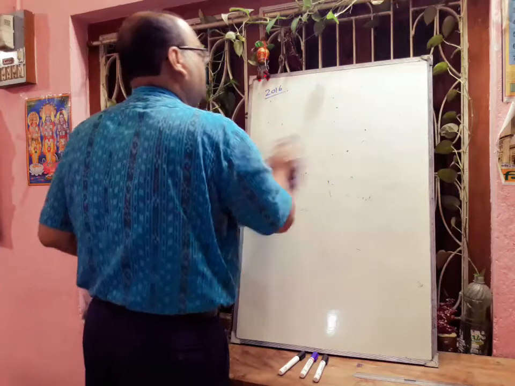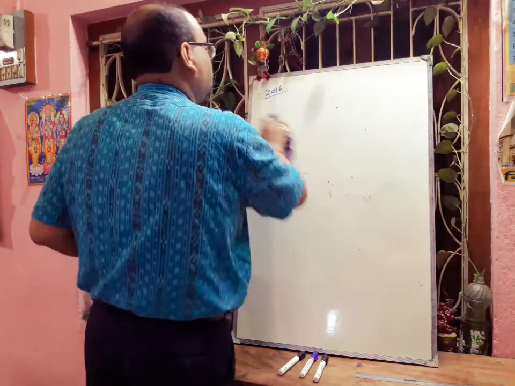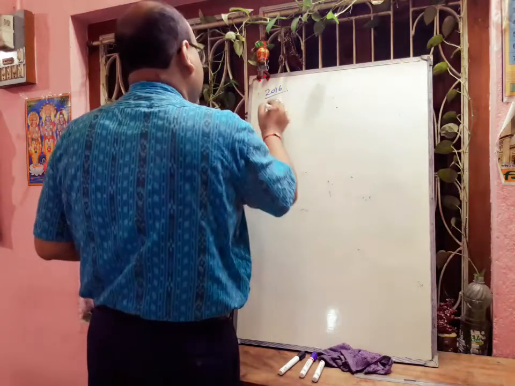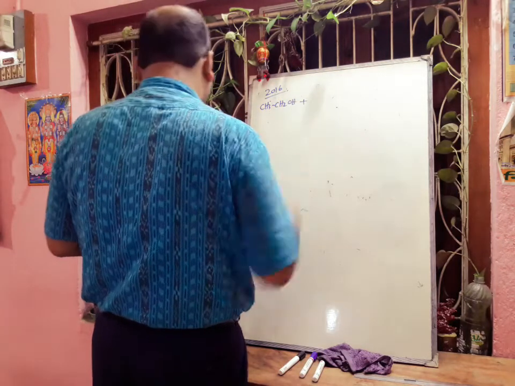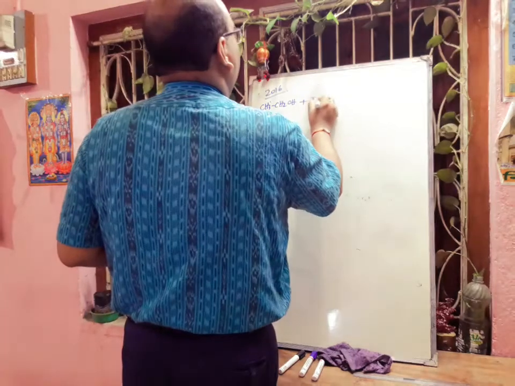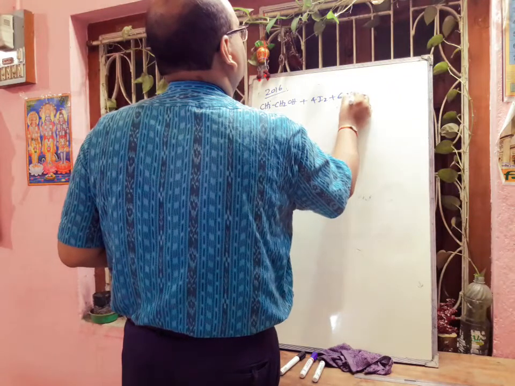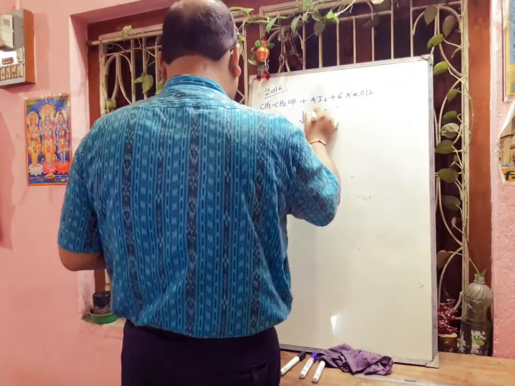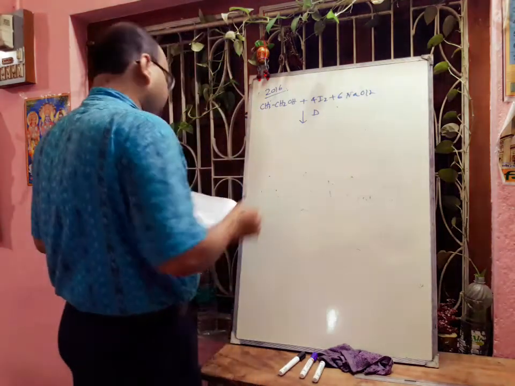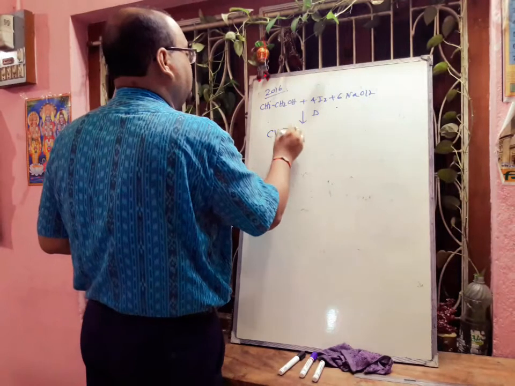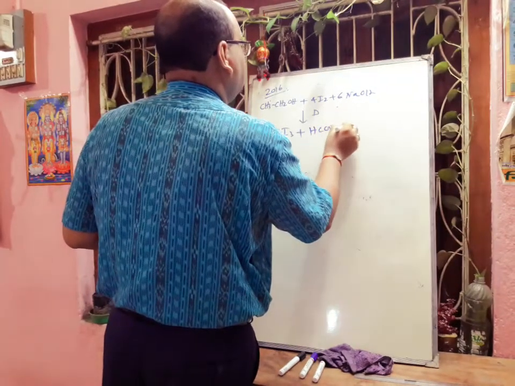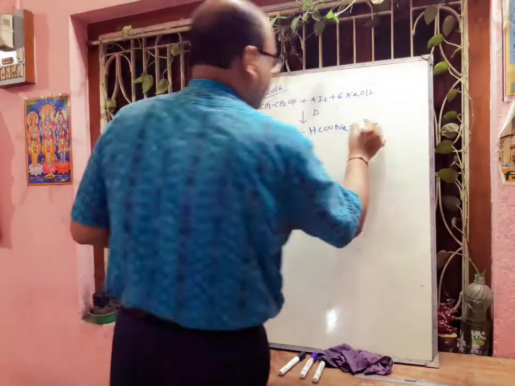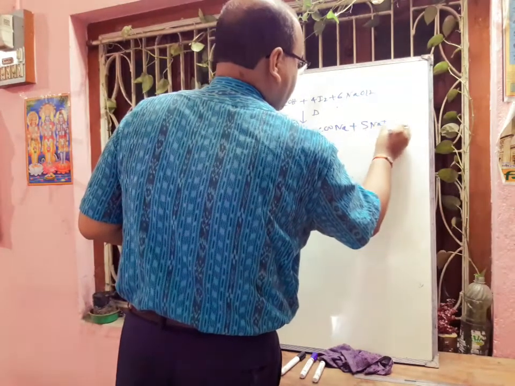Although I am writing here. So CH3CH2OH will react with iodine and NaOH. And if we apply a little bit of heat, then it will form CHI3 plus HCOONa plus 5NaI plus 5H2O.